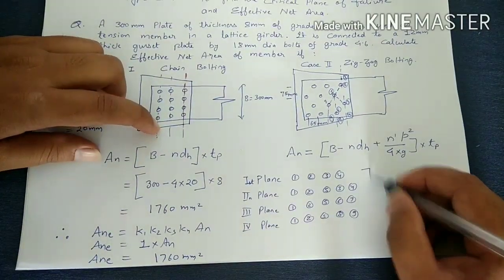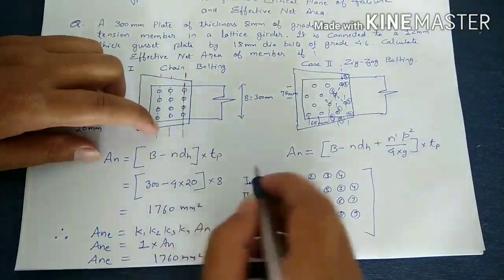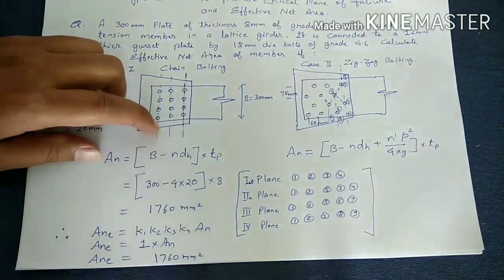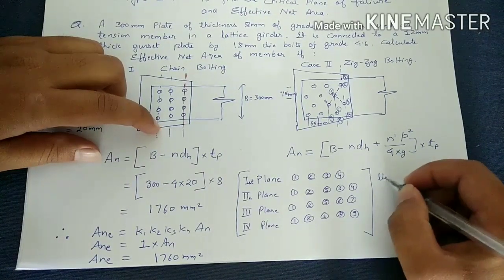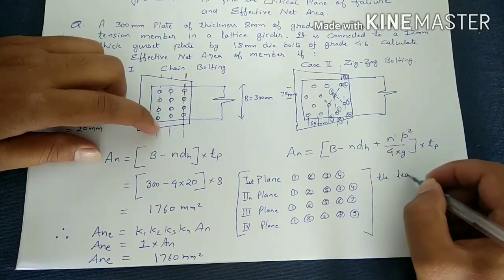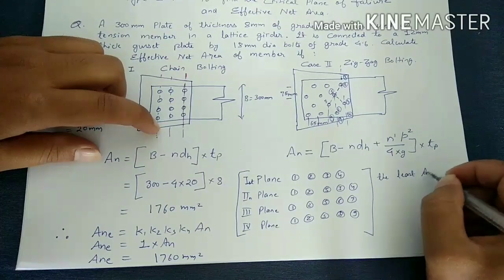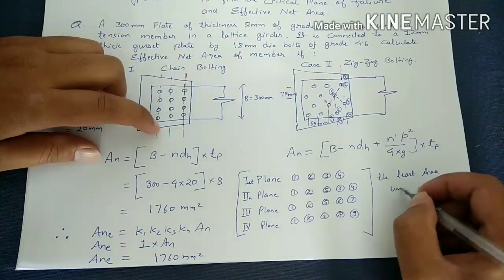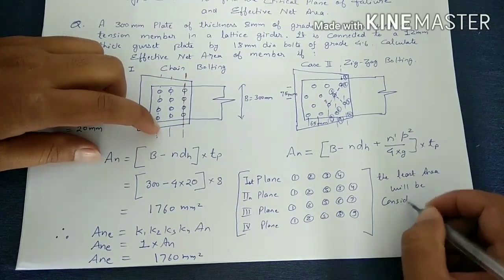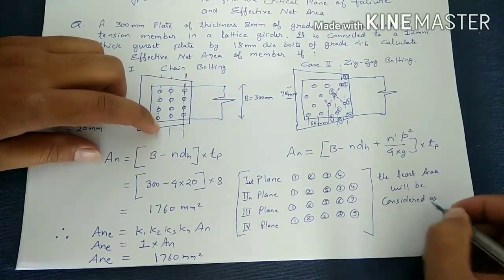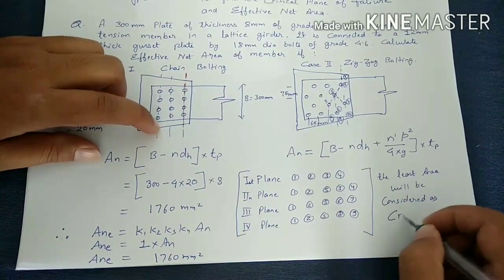In all these planes, the plane which will give the least area will be considered as the critical plane.